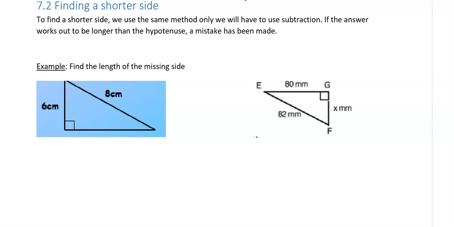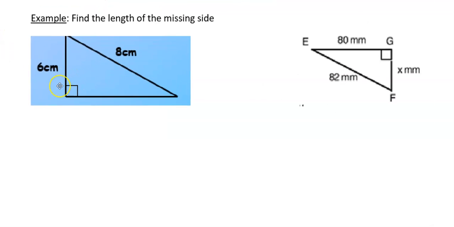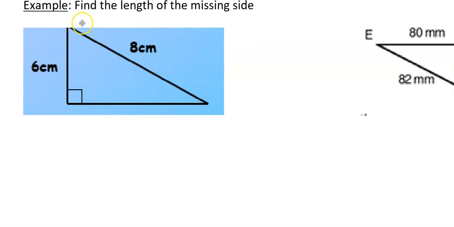In this video we're going to look at how we find the shorter side in a right angle triangle, so the side which is not the hypotenuse in a right angle triangle. So in this example, we're going to look at this first example. It says find the length of the missing side, and you've got your 8 centimeters is your hypotenuse, you've got 6 as one of your other sides. The other side that we're trying to find, I'm just going to start off by calling it x.